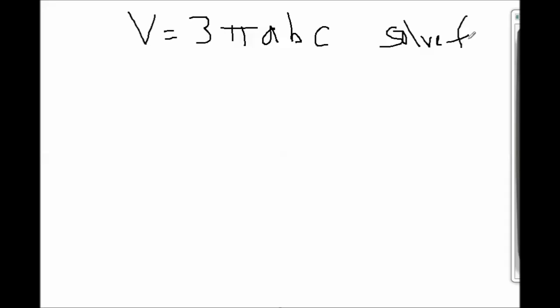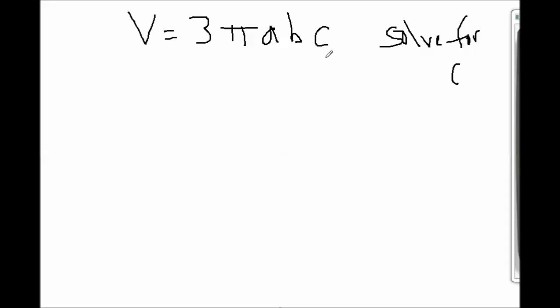Alright guys, what we're going to work on today is what I think is one of the more important parts about algebra. It's something that's used a lot in chemistry and engineering. It's about manipulating an equation to get what you want. So let's say we have something like this. V equals 3 pi a b c. And the problem says solve for c.